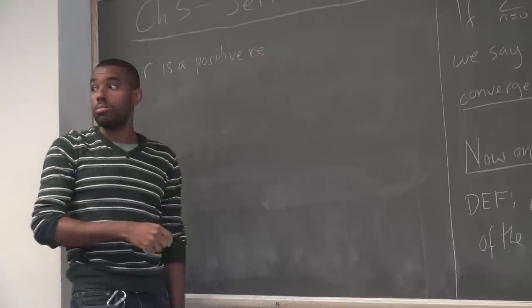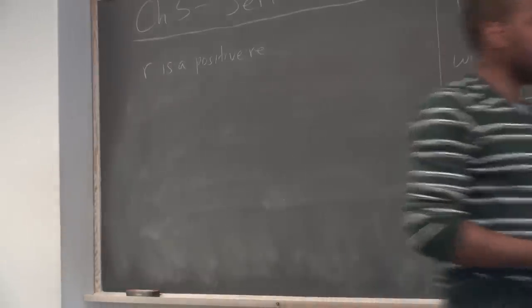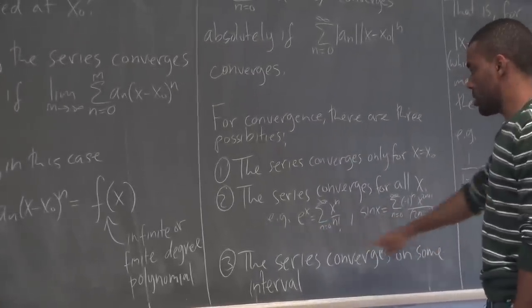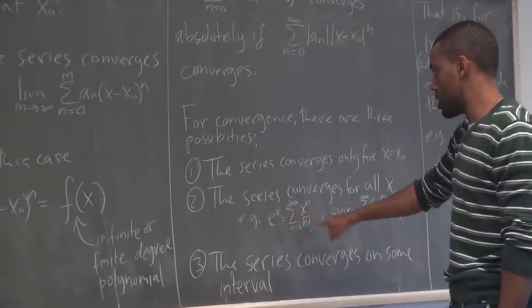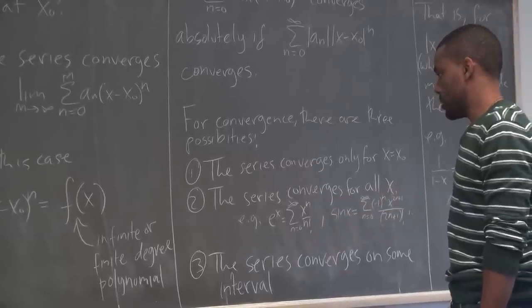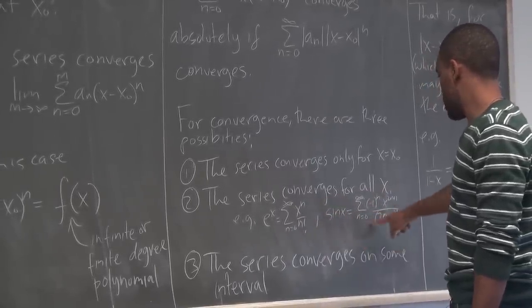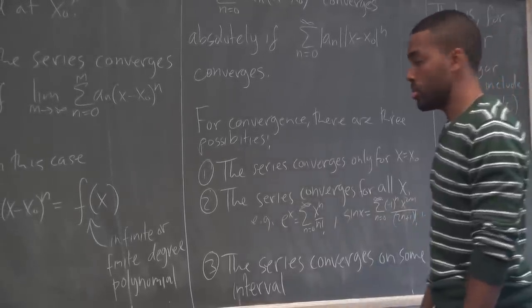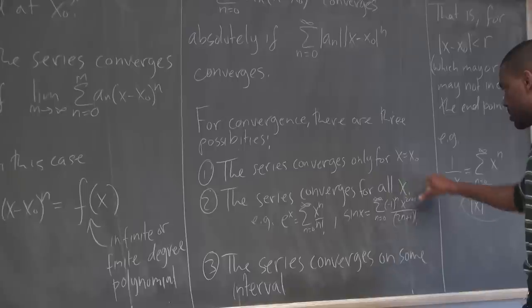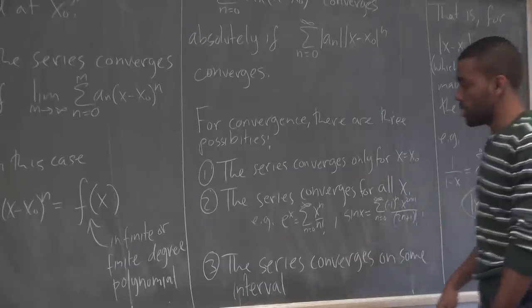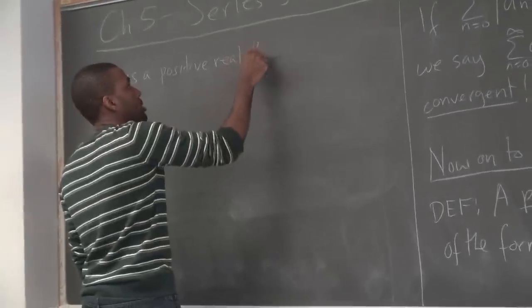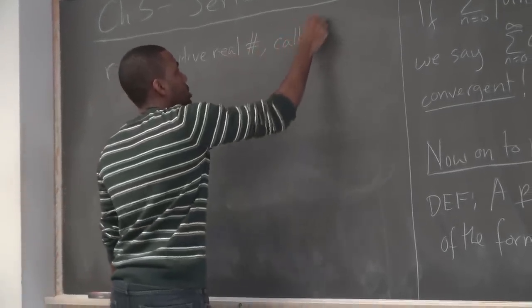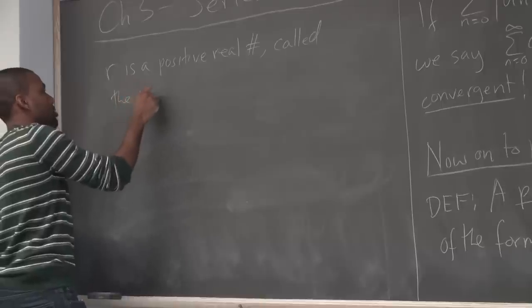Jhevon? Yes. Can you read number two? Number two says the series converges for all x, and that's it. And then I gave you some examples here. Can you read that for me? E to the x is equal to the series of x to the n over n factorial. And the other one? Sine x equals the series of minus 1 to the n of x to the 2n plus 1 over 2n plus 1 factorial. Cosine looks the same, except it's not 2n plus 1, it's just 2n. But they work for all values of x. R is a positive real number, and it's called the radius of convergence.